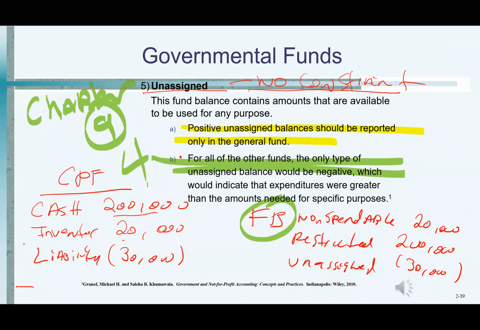For the unassigned 30,000, it's a liability, but on the balance sheet, does it go to the fund balance section rather than the liability section? Both. It's a balance sheet. So it would have cash, 200,000, inventory, 20,000, and then this liability of 30. Then you come down to fund balance, non-spendable is 20,000, that matches with the inventory. The cash is all restricted and the unassigned is 30. So 220 minus 30 equals 220 minus 30, right? So this unassigned 30,000 will go to the fund balance section at the very end of the balance sheet.